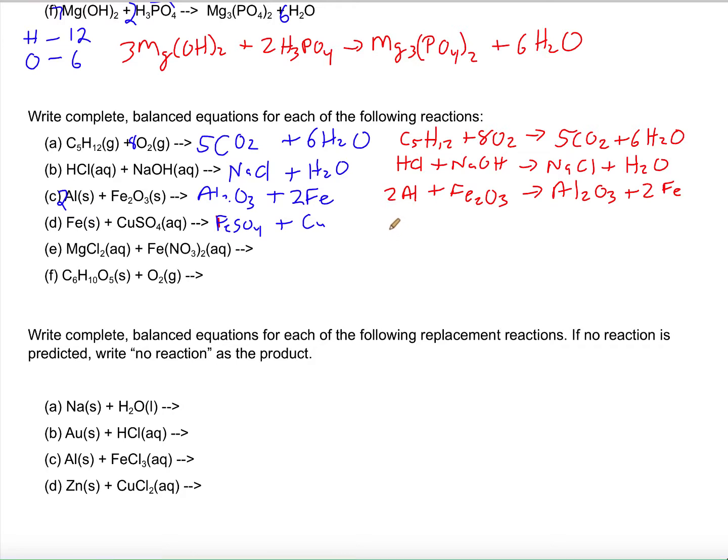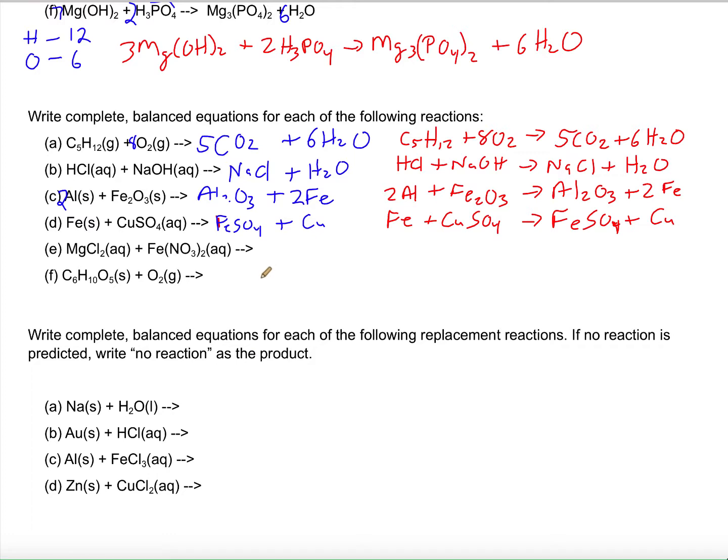And what do we get? Well, if we want to balance these, let's look at it. We have 1 iron, 1 iron, we have 1 copper, and we have 1 SO4. Everything is perfectly balanced and we are done. So our balanced equation is just Fe plus CuSO4 yielding FeSO4 plus Cu, and it is done and balanced.